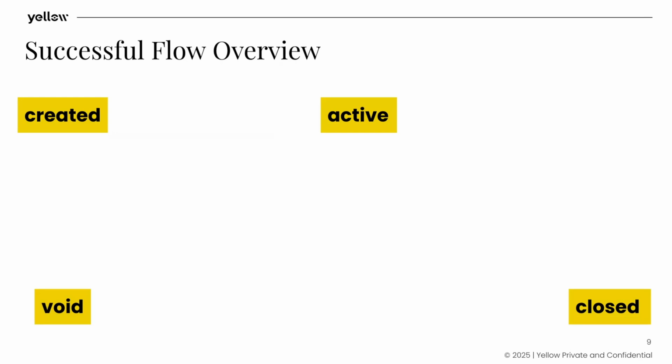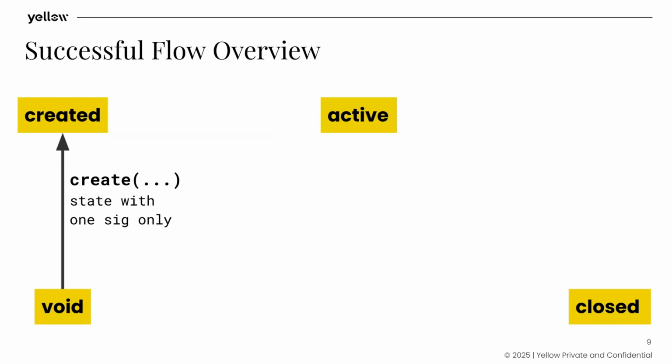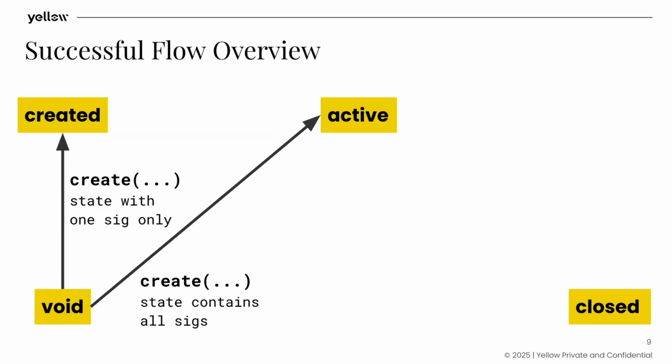Next, let's describe transition rules between these states. A channel transitions from void to created on the create method when an initial state is supplied with the signature of the initiator. A channel can also transition from void directly to active if an initial state is supplied with signatures from all participants of the channel.